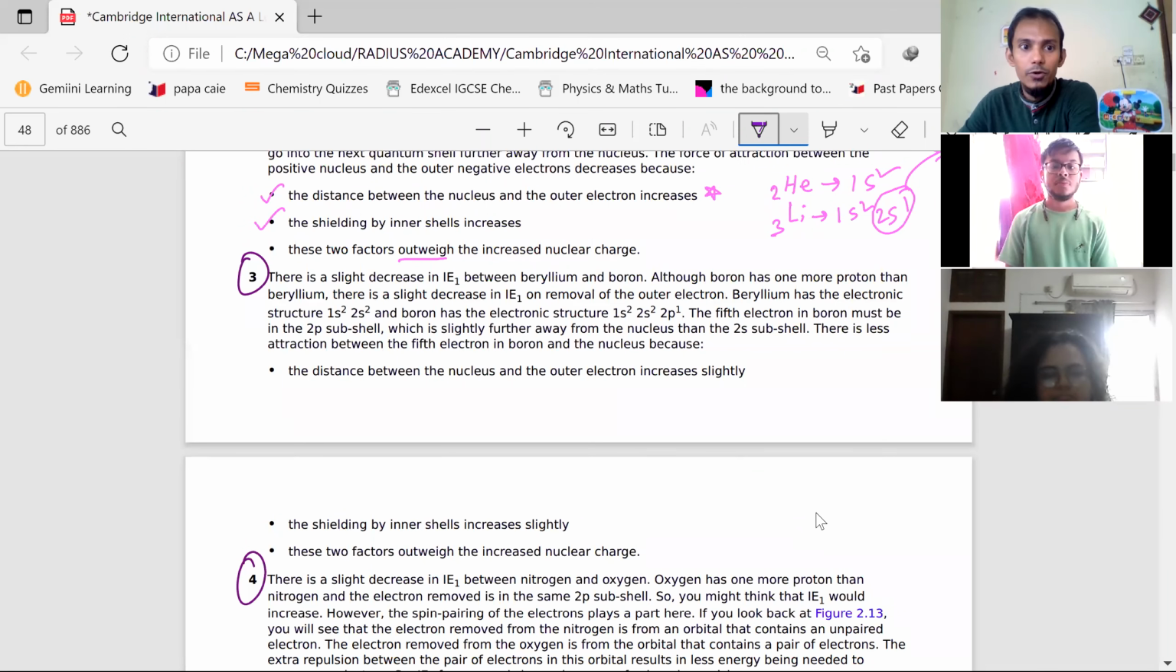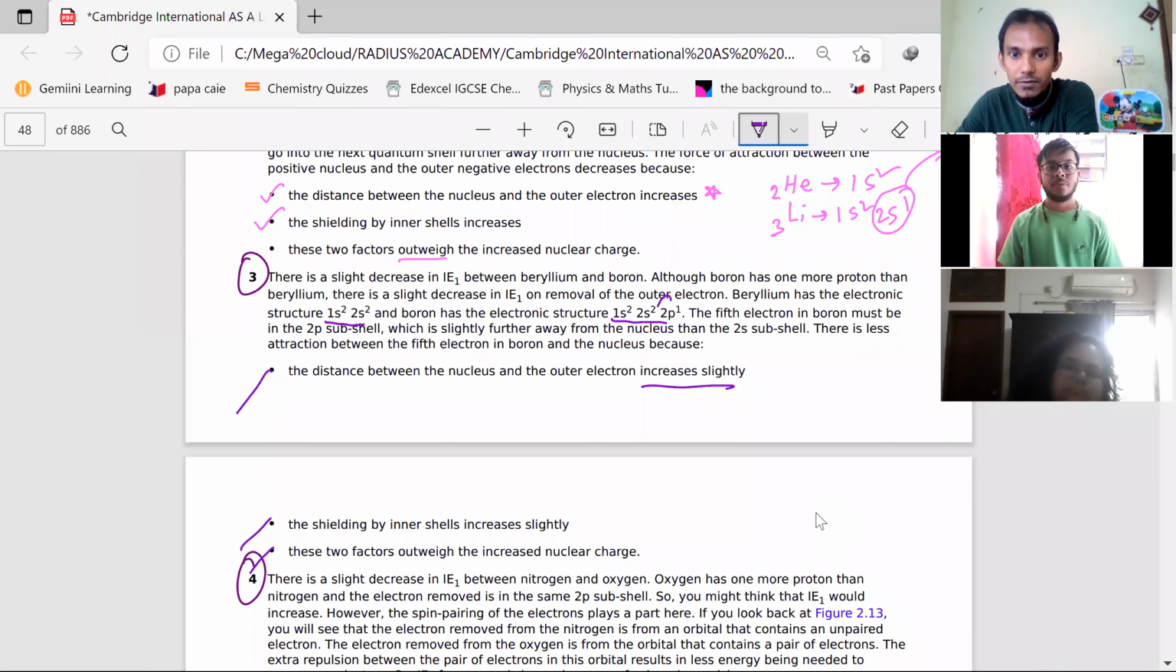Although boron has one more proton than beryllium, there is a slight decrease in first ionization energy on removal of the outer electron. Beryllium has the electronic structure 1s2 2s2. The fifth electron in boron must be in the 2p subshell, which is slightly further away from the nucleus than the 2s subshell. There is less attraction between the fifth electron in boron and the nucleus because of these three factors we have already explained. The distance between the nucleus and the outer electron increases slightly because it is 2p1.